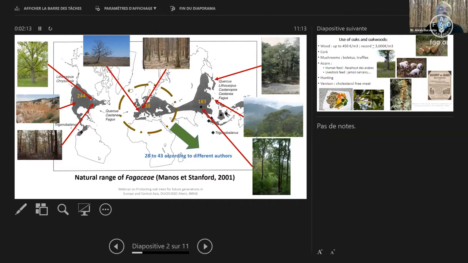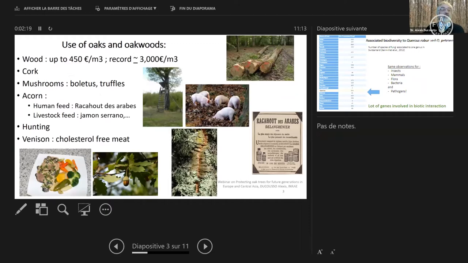Oak has many uses. The first one is wood production, and the price could be very high. It can reach 450 euro per cubic meter for the cask industry or veneer. On record, we can sell one tree per year in France where the price reached 3,000 euro per cubic meter. It also produces pork, mushrooms like boletus and truffle, and acorns for human food.